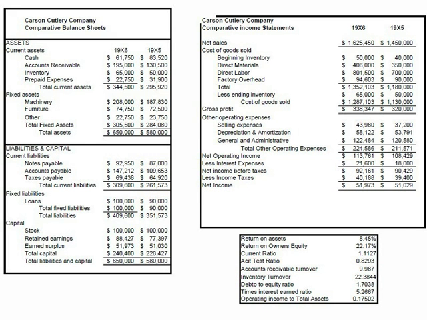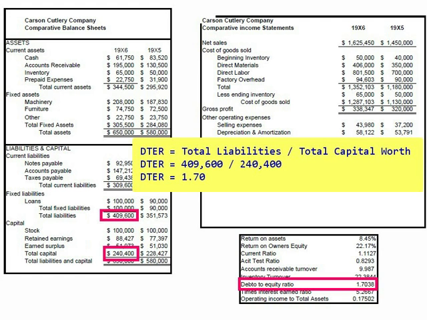In the long-term ratios, we have the debt to equity ratio, that is total liabilities divided by the total capital worth. The numbers are 409,600 divided by 240,400, and the number is 1.7, and that looks well. This is the only indicator where higher is not necessarily better. In all the others, the higher the better, not necessarily in this one.